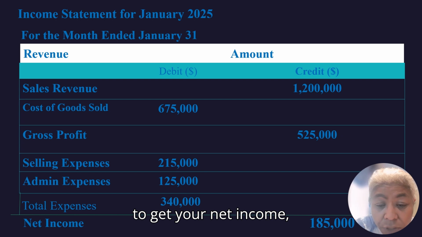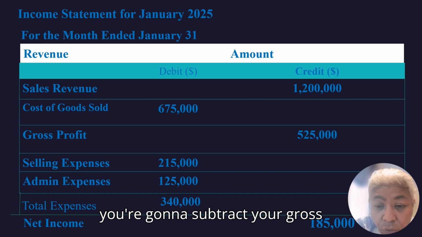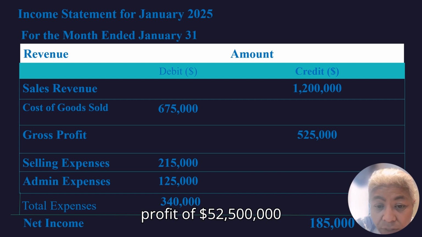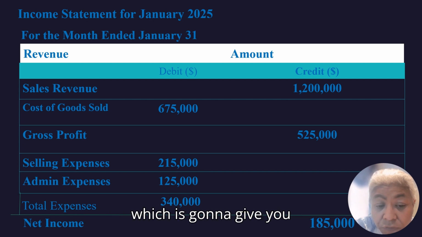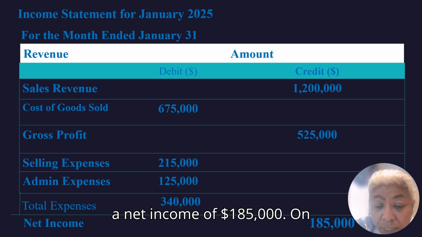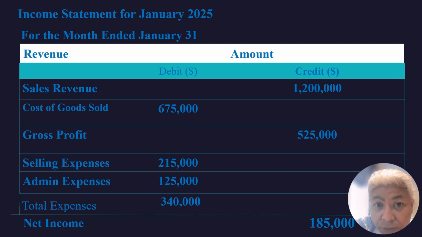So in order to get your net income, you subtract the total expenses of 340,000 from your gross profit of 525,000, which gives you a net income of 185,000.